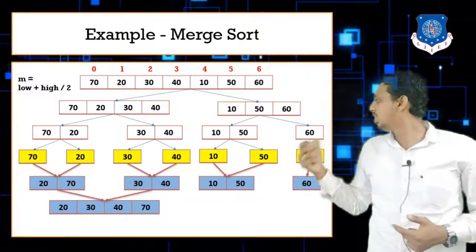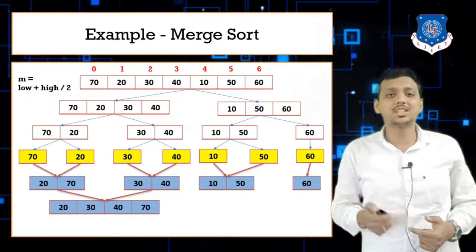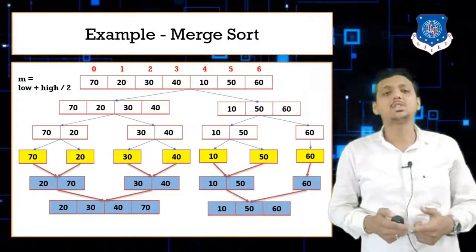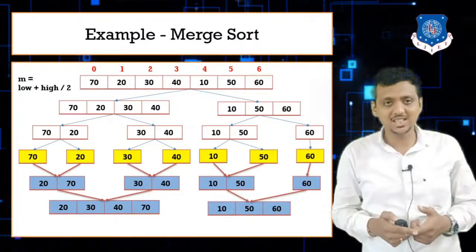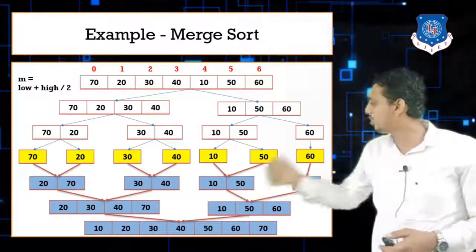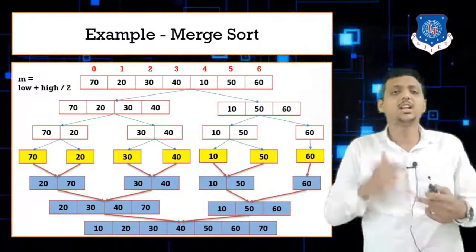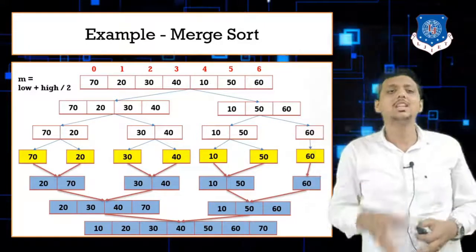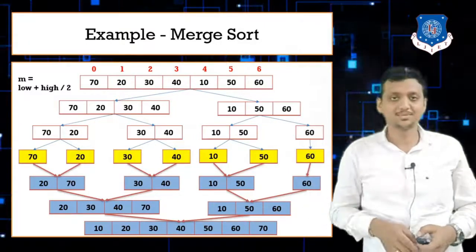At last, we have 10, 50, 60. They all get sorted together while merging. That becomes 10, 50 and 60. And students, at last we have 10 to 70 in sorted order: 10, 20, 30, 40, 50, 60 and 70. So this is how easy merge sort works.